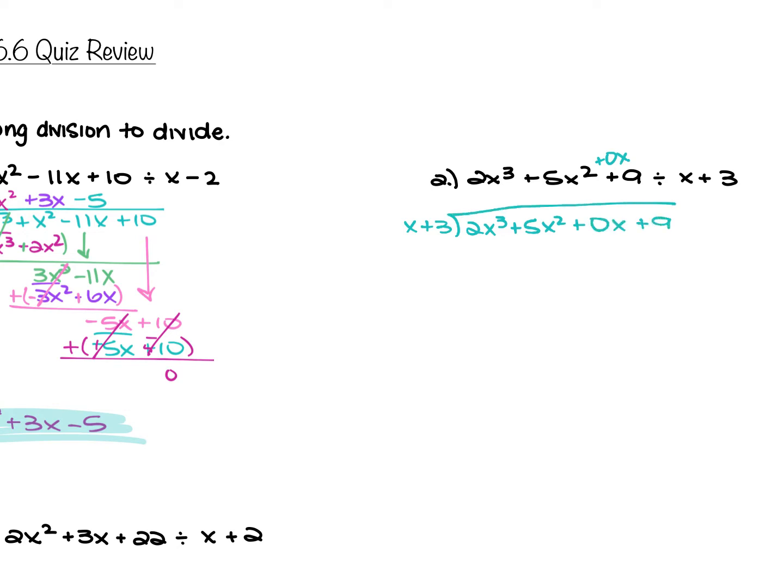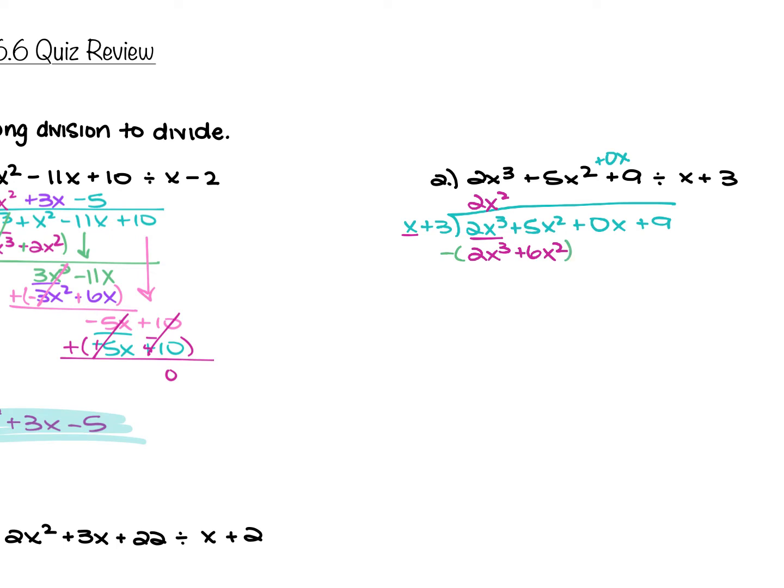We put that 0x in there to represent, again, all of those values from the highest power to the power of 0. Do the same thing you did with the question before this. Compare the two first terms in each part. x times what is 2x cubed? That's 2x squared. So multiply the 2x squared by x and 3. That gives you 2x cubed plus 6x squared.